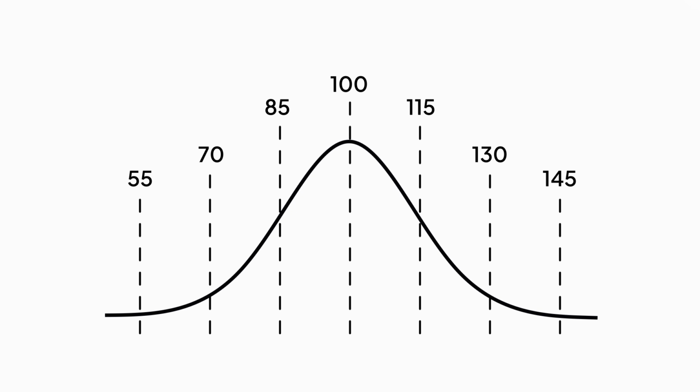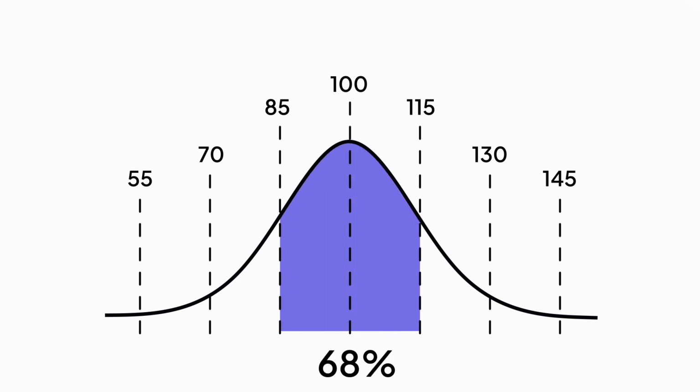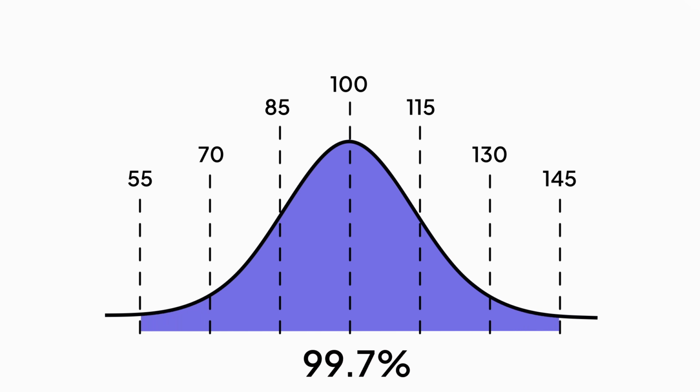In short, it offers a way to understand the probability of any given value to occur. For example, one standard deviation from the mean encompasses 68% of all the population, meaning most people will fall within this range. Two standard deviations cover 95% of the population, and three standard deviations cover 99.7% of the population.